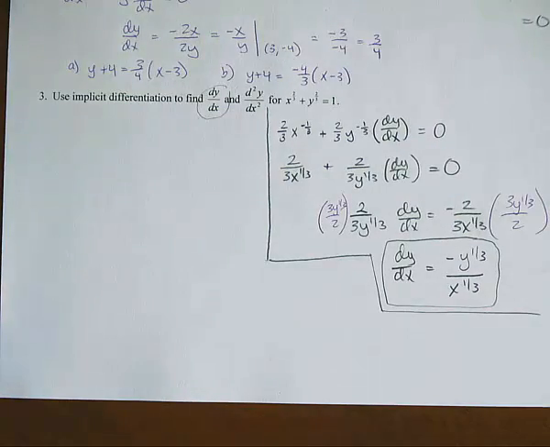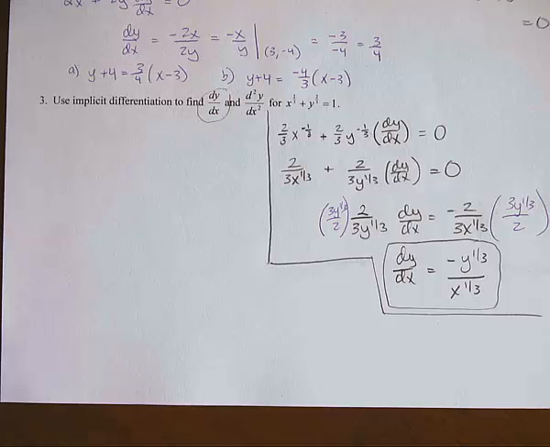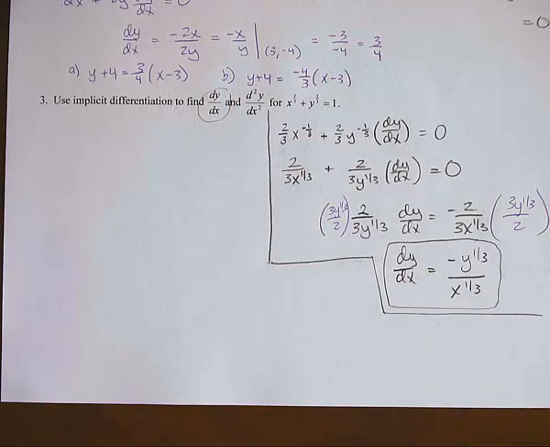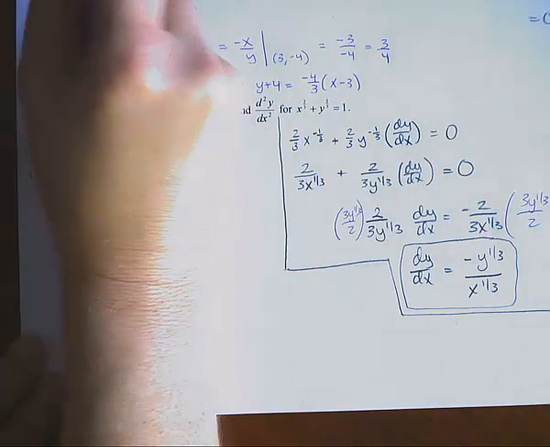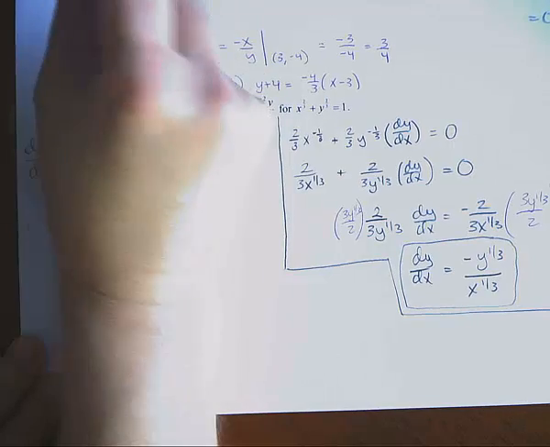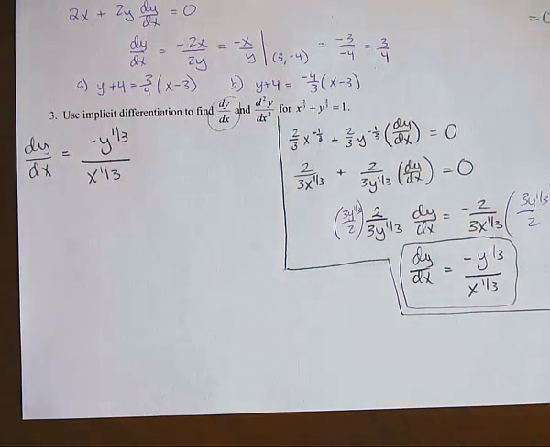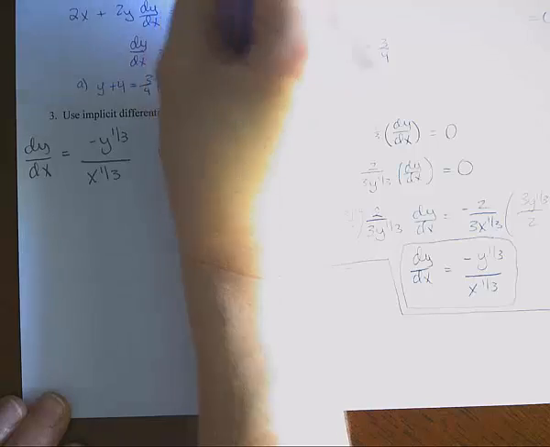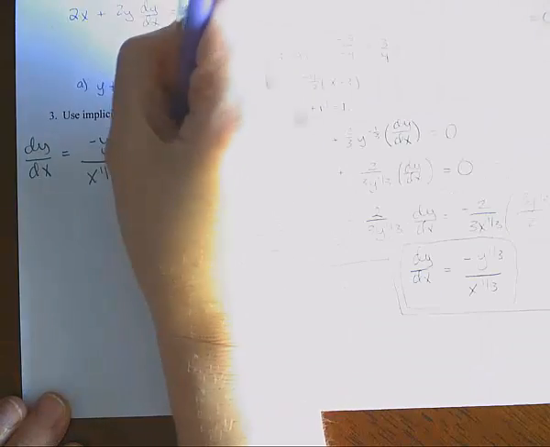Now for the second part. The second part is asking me to find the second derivative of y with respect to x. So I'm actually going to begin with my first derivative. So let me write that over here. And if you notice, it's a quotient. So I'm going to have to use quotient rule. So I'm going to let u equal negative y to the 1/3. V will equal x to the 1/3.